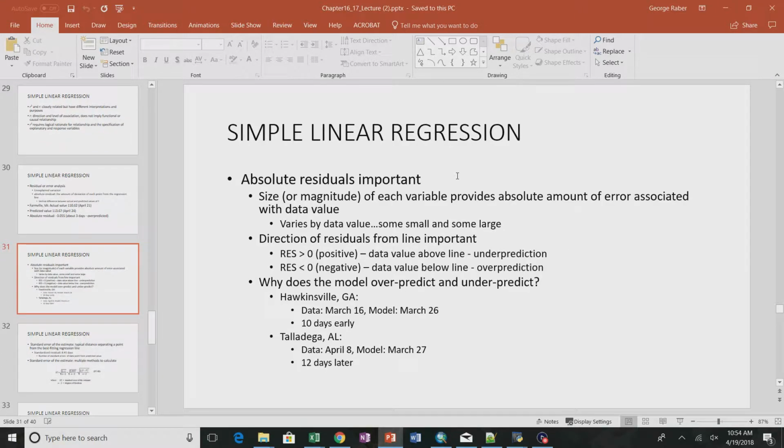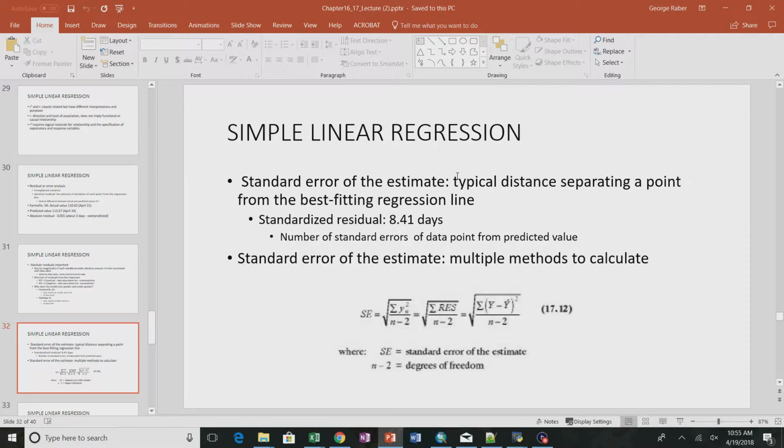Okay. The absolute residuals are important. We'll talk about the standard residuals in a second. The absolute residuals measure the amount of error associated with the data. We're going to map them in a second. It's kind of neat to see where they exist, and if there's a pattern to the residuals, it often indicates that there's some other variable that can be used to predict. Obviously, underprediction and overprediction are negative and positive in terms of the residuals.